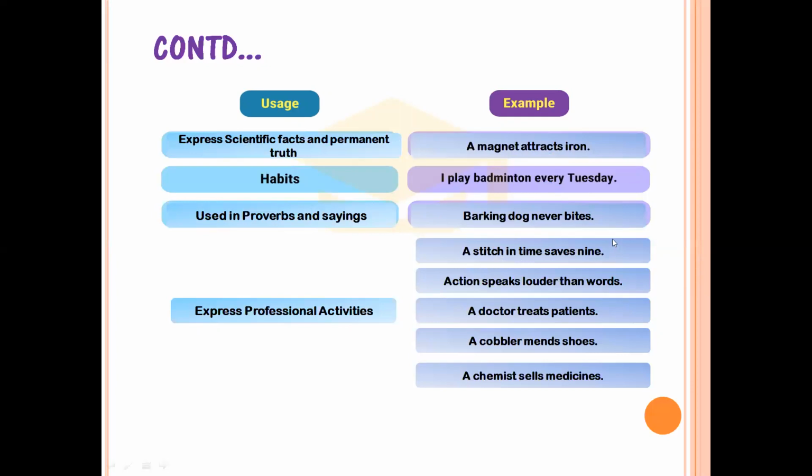Another category is where we want to express proverbs and sayings. There also we make use of simple present tense, like: a barking dog never bites. A stitch in time saves nine. Look over here at the verbs: bites, saves. Then, action speaks louder than words, speaks. So these are all verbs which are used in their first form. And because the subject is singular, we are using s with the verb.